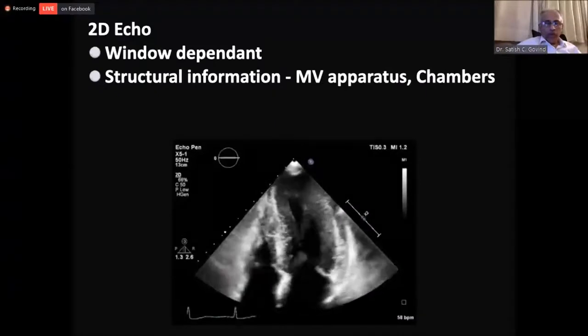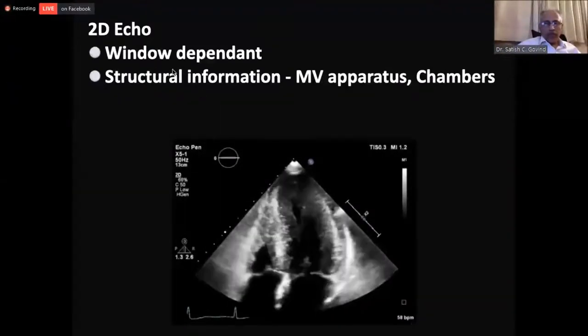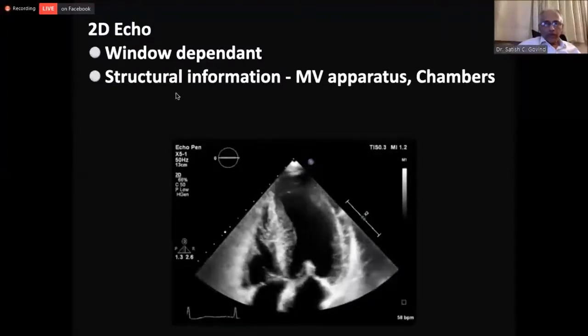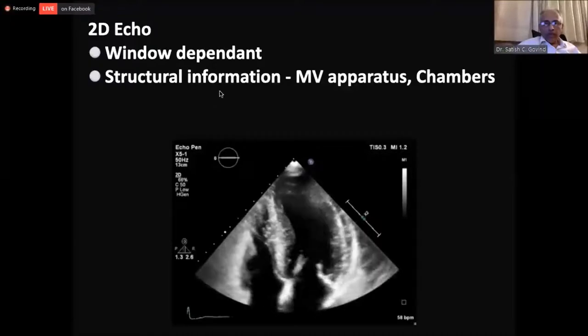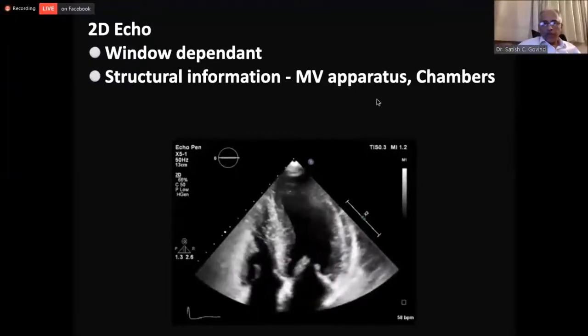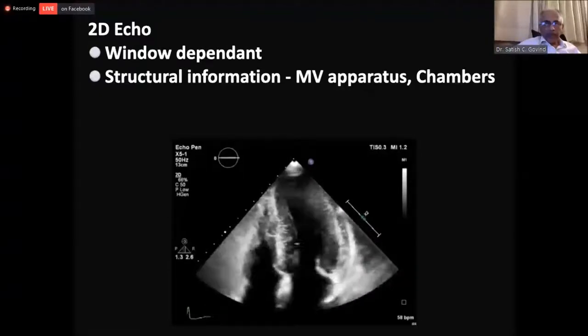Then you have the 2D echo. Here again, it is very crucial, but it is window dependent. So good windows give you good information. If not, you have to look at other modalities. And what information does it give? It gives you structural information in terms of the mitral valve apparatus and the chambers.